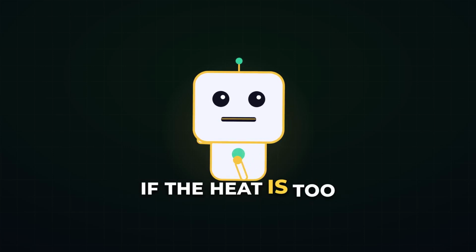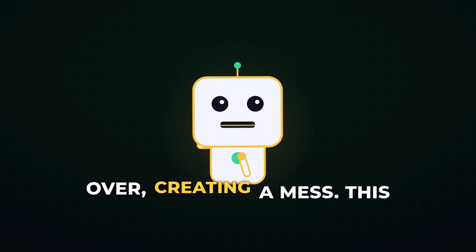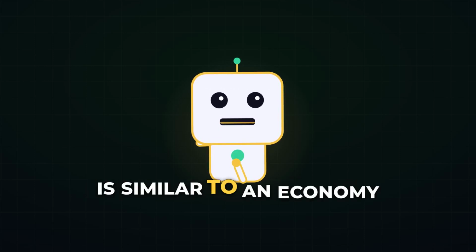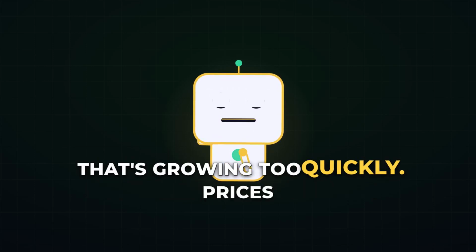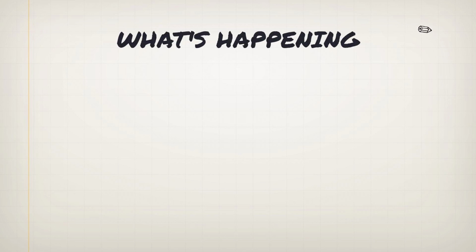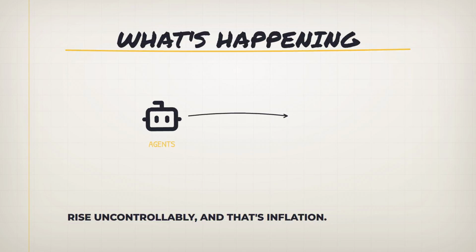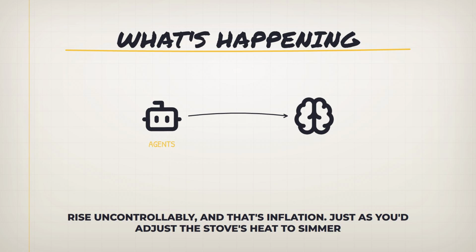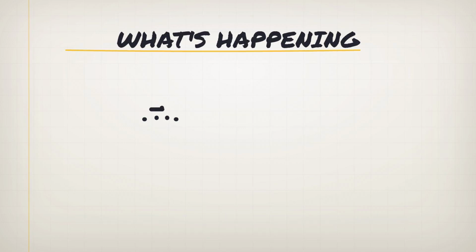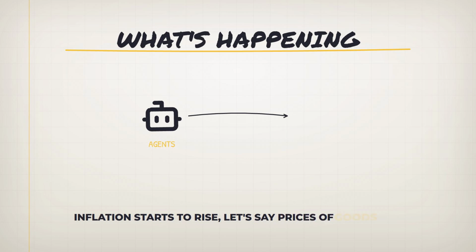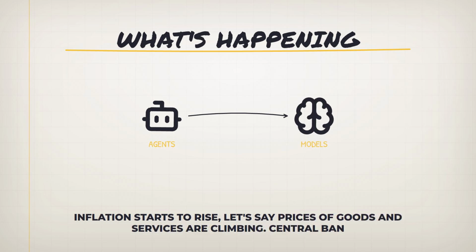If the heat is too high, the stew might bubble over, creating a mess. This is similar to an economy that's growing too quickly. Prices start to rise uncontrollably, and that's inflation. Just as you'd adjust the stove's heat to simmer instead of boil, central banks adjust interest rates to cool things down.